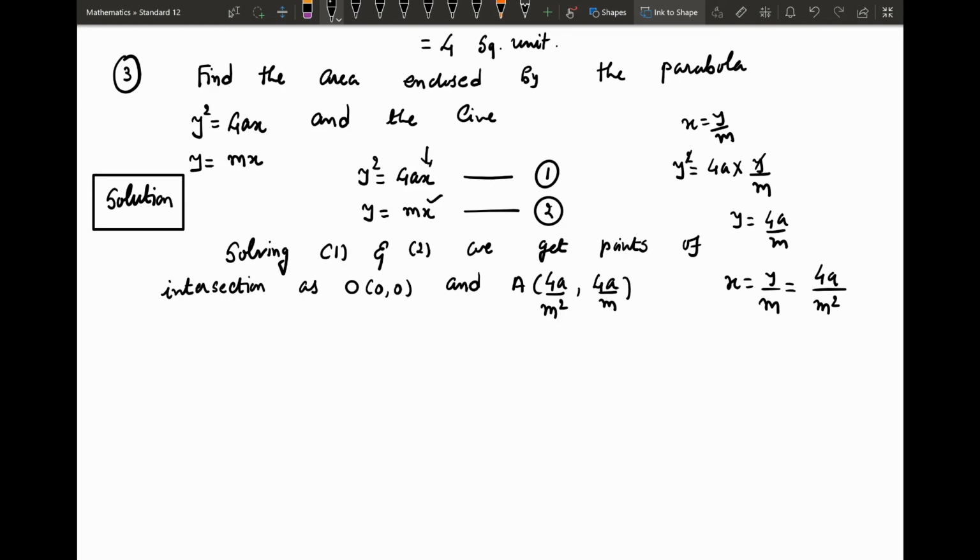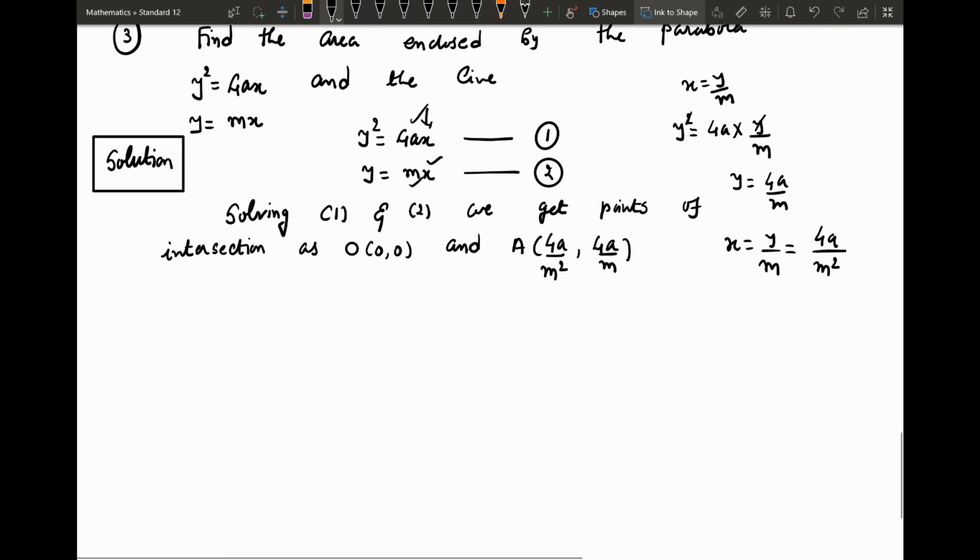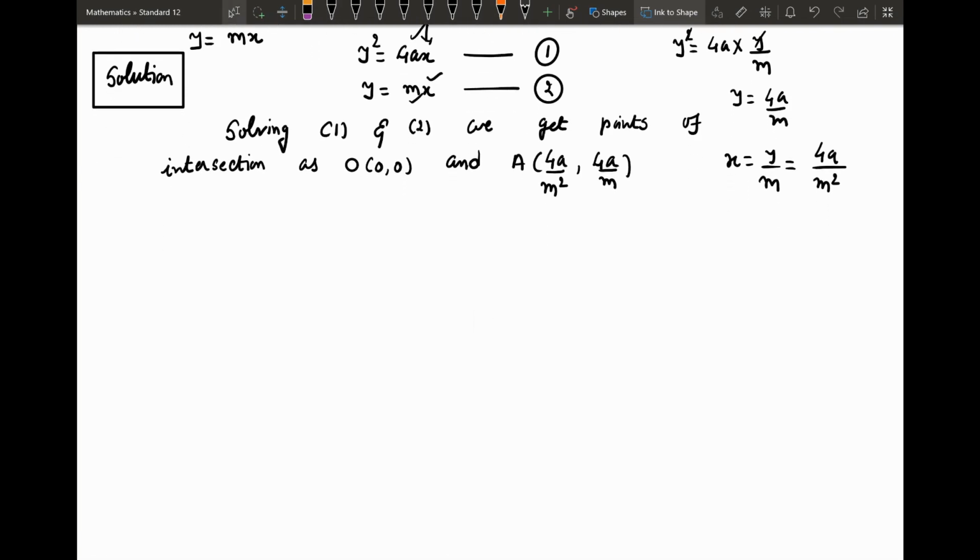Now here we will discuss the ideal condition. Ideal condition means we will consider a as positive and m also as positive. So the slope of the line is positive, so the area of intersection will lie in the first quadrant.